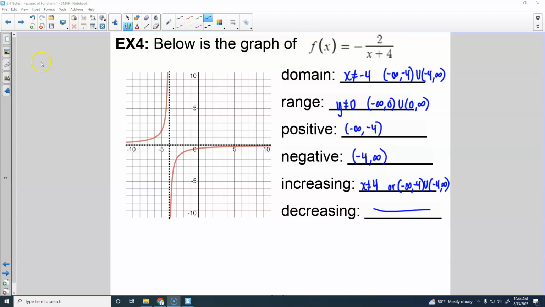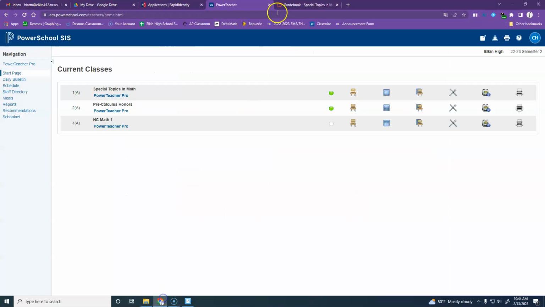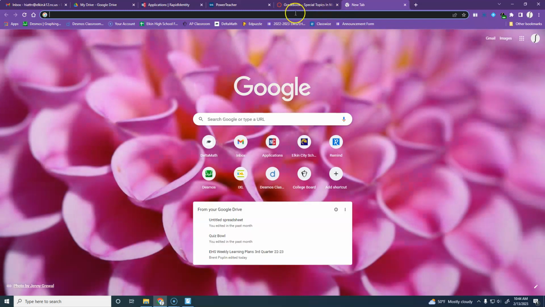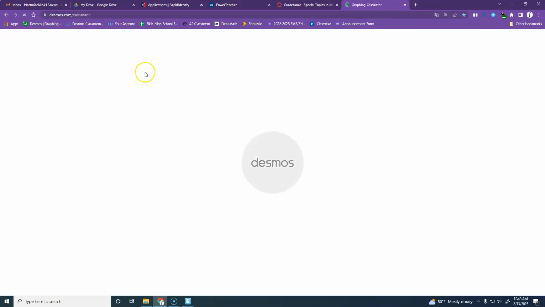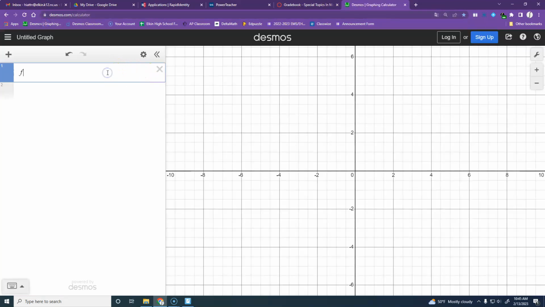Let's see if I've got one. It actually means that your values are going to, let me just show you a cool graph. Look at this one. Here's one that has a horizontal asymptote that's going to cross a bunch.